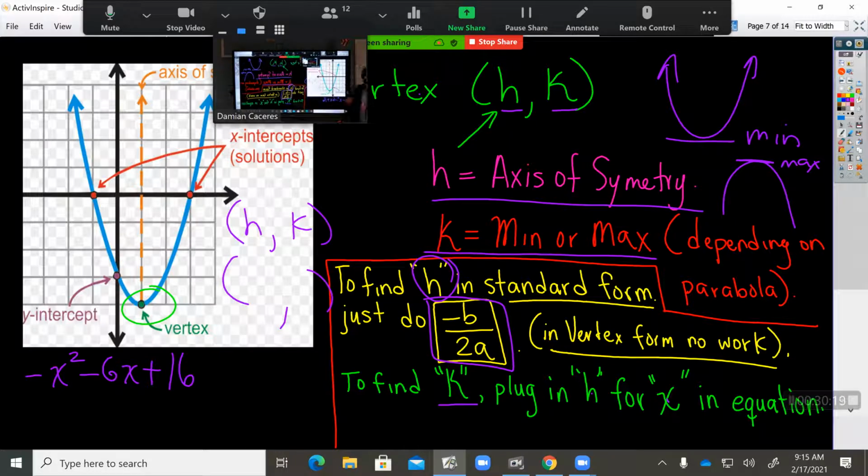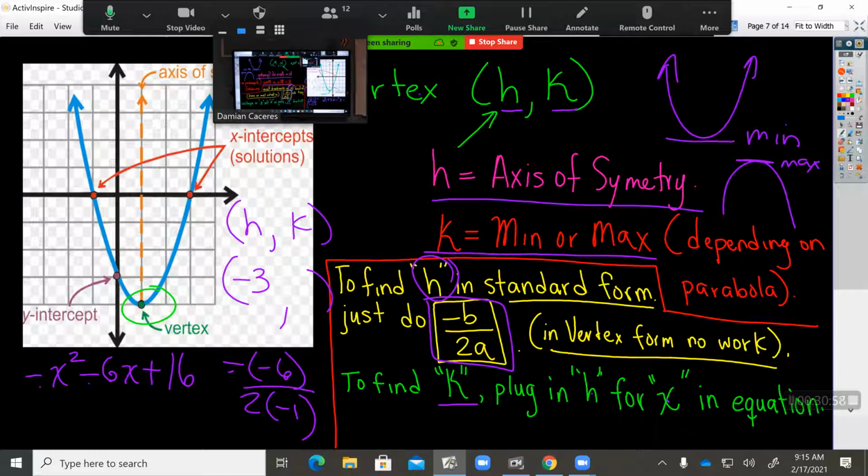To find h, negative b over 2 times a. Don't forget, if b is negative, it's going to be minus minus, so make sure you change the sign. So minus minus 6 becomes positive 6, divided by negative 2 is negative 3. Now you just have to plug that in for x so we can find out what our minimum or maximum is. In this case, I know it's going to be a maximum because the first number is negative, so it's going to open down.